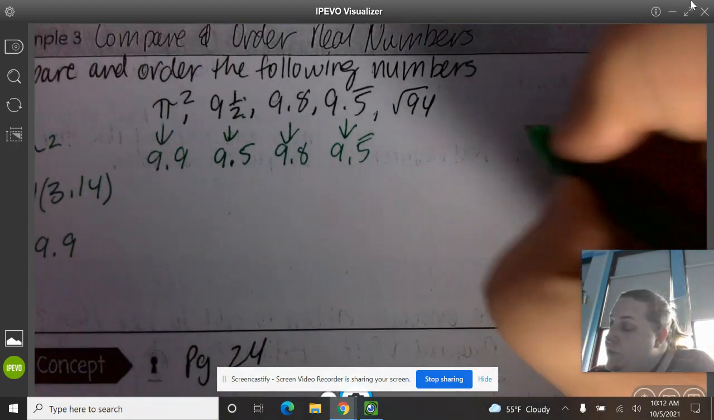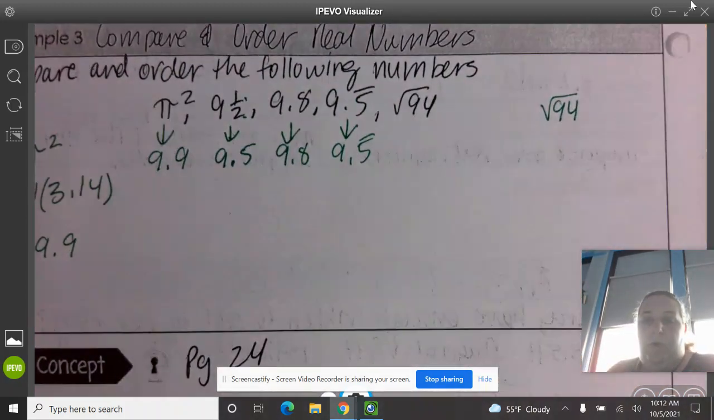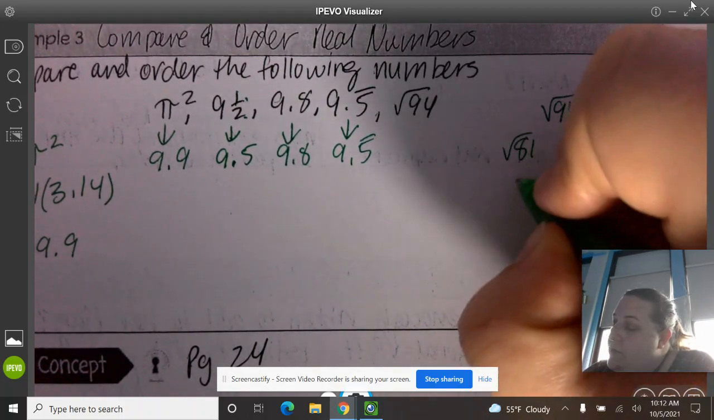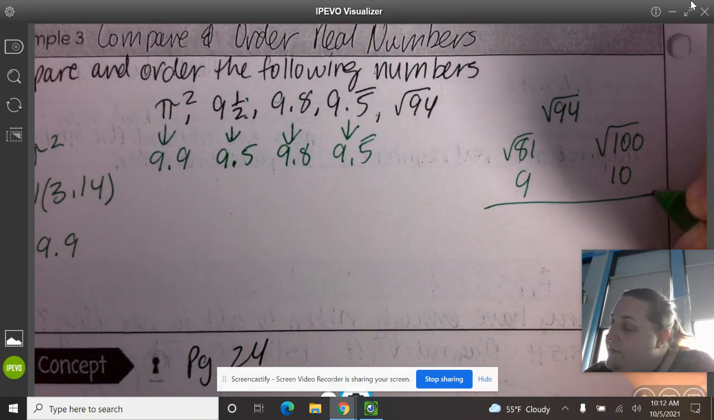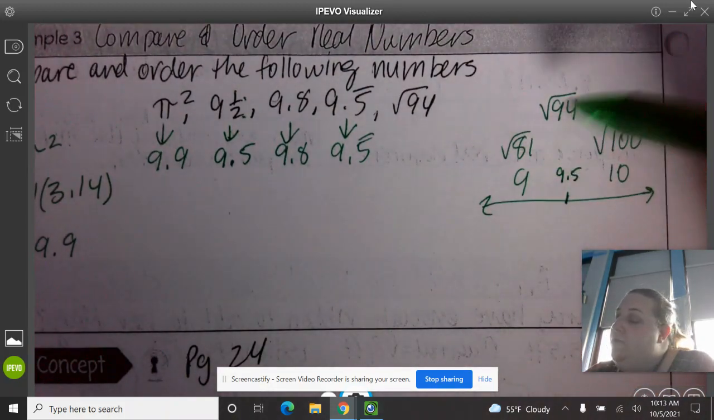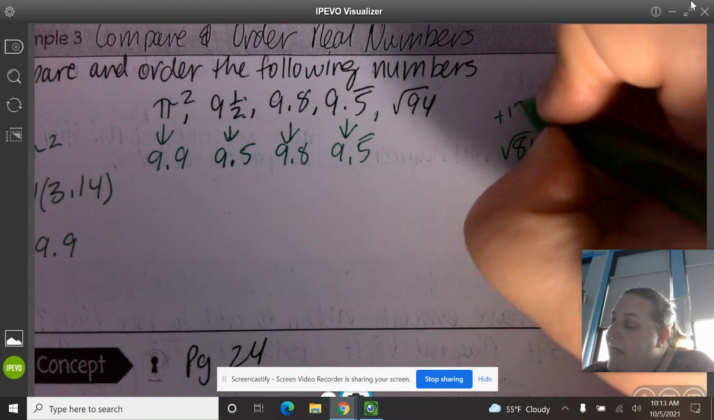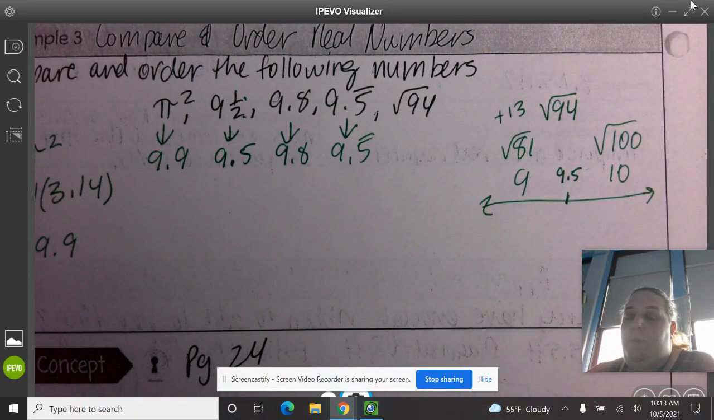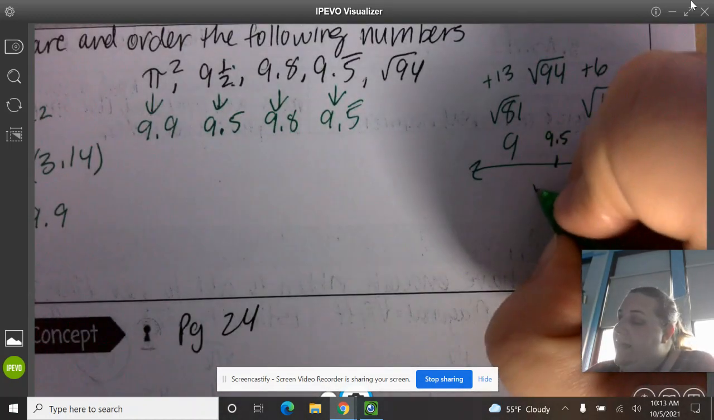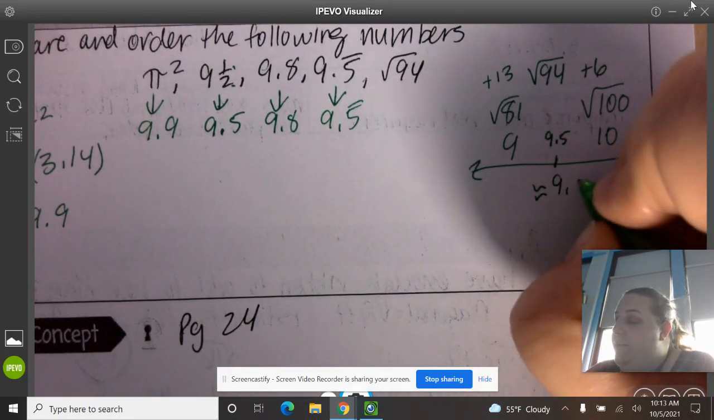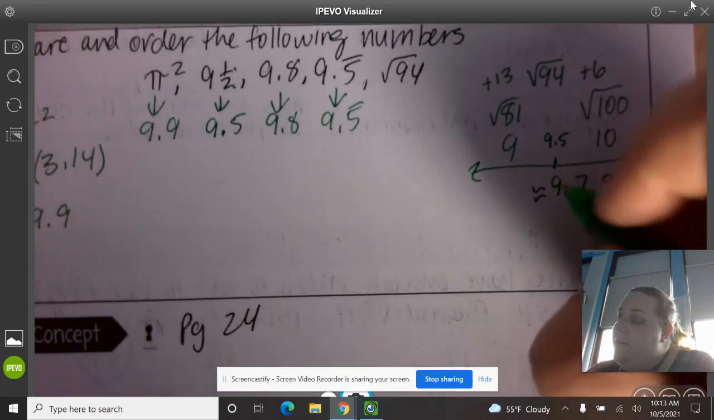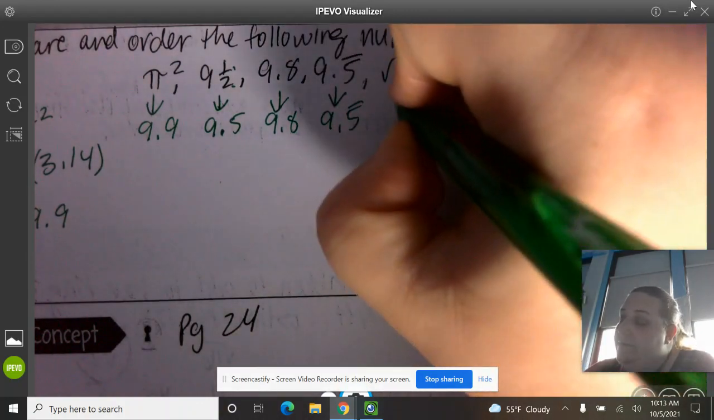All right. So now we're going to estimate the square root of 94. The perfect squares around 94 are 81 and 100. So that means the square root of 94 is somewhere between 9 and 10. From 81 to 94, I'd have to add 13. That's the distance, so not super close. 94 to 100 is 6, so those are a lot closer. So I could estimate this to be about 9.7, maybe even 9.8. I think for this one, though, we're going to go with 9.7.